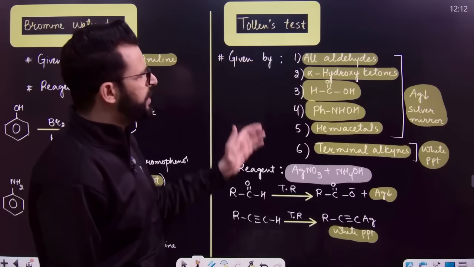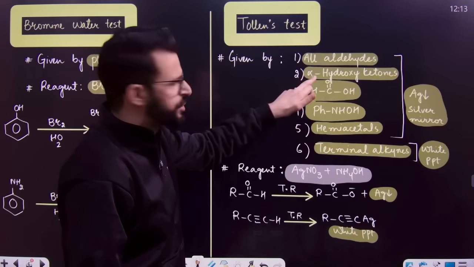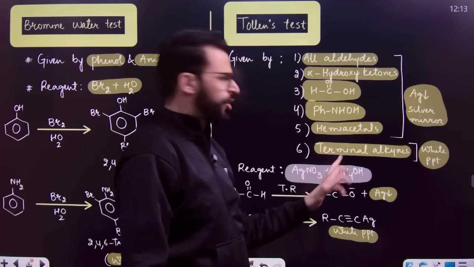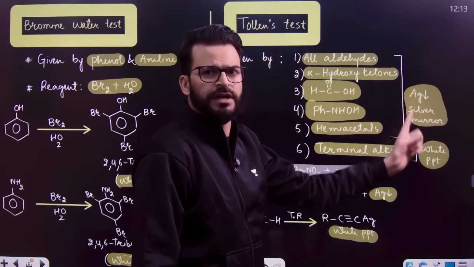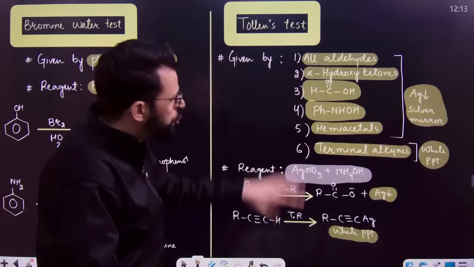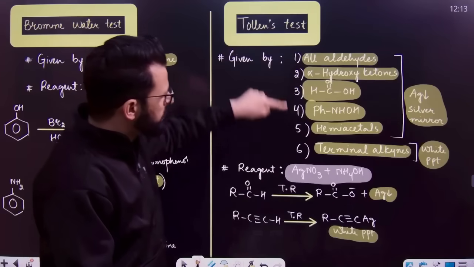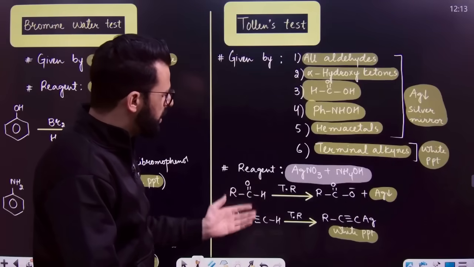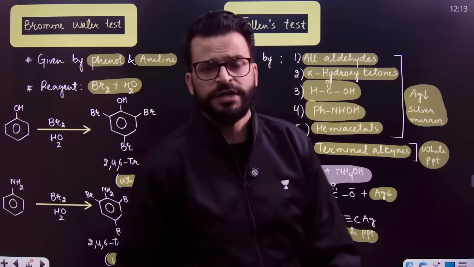After that, we have another test known as the Tollens test, and this is given by all aldehydes, alpha hydroxyketones, formic acid, N-phenyl hydroxylamine, hemiacetals or terminal alkynes. But remember, these five give a silver mirror in this test, while the terminal alkyne gives a white precipitate. Remember, ketones in general do not show this test. With the help of this, we can distinguish these compounds from the rest of the compounds. During this, the aldehyde or terminal alkyne is treated with Tollens reagent. Now the question is, what is Tollens reagent?